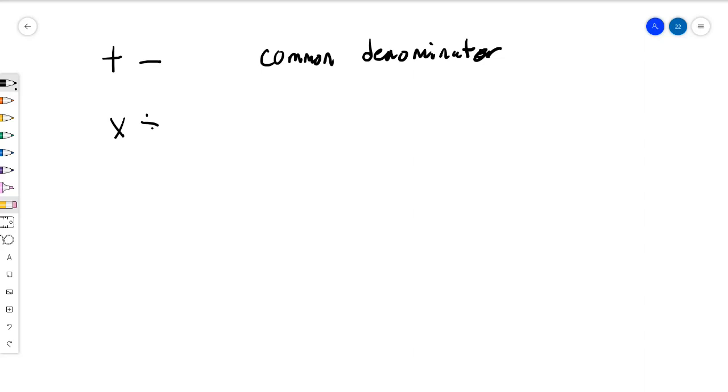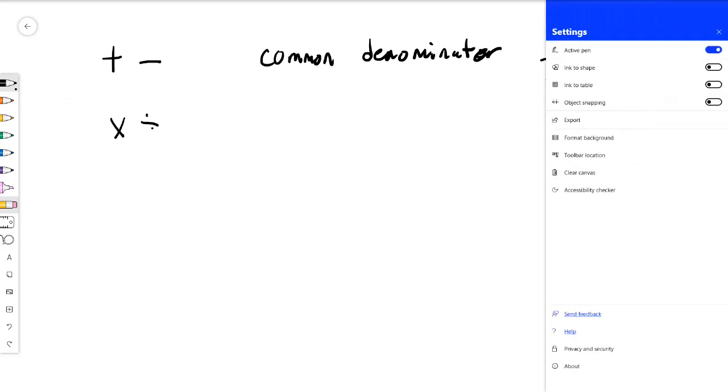So if you're adding or subtracting, you have to have a common denominator. And then once you have your common denominator, you add the numerators. Do not add the denominators, okay? 1/3 plus 1/3 is 2/3. It's not 2/6. Okay? Remember, when you add or subtract fractions, you add or subtract the numerators only. Okay? So let's move on to adding and subtracting mixed numbers.